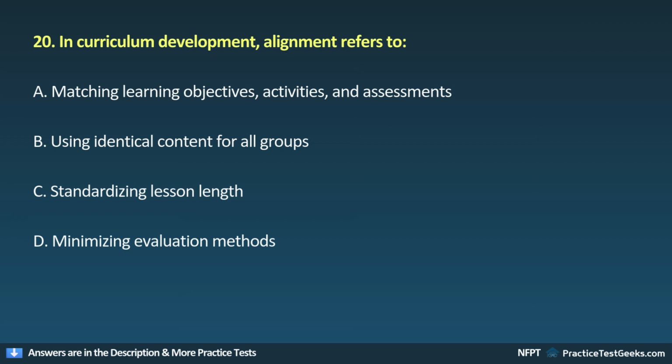20. In curriculum development, alignment refers to: A. Matching learning objectives, activities, and assessments. B. Using identical content for all groups. C. Standardizing lesson length. D. Minimizing evaluation methods.